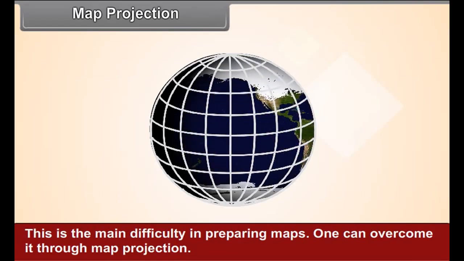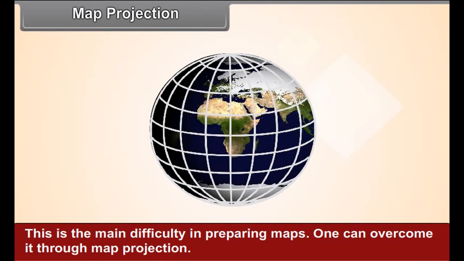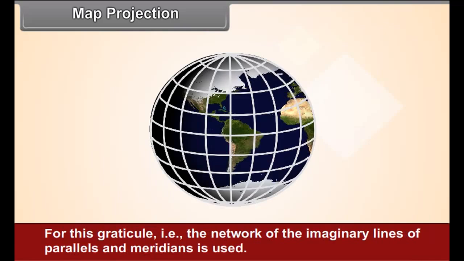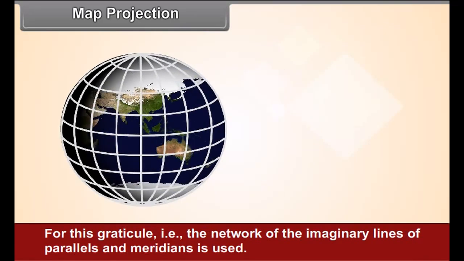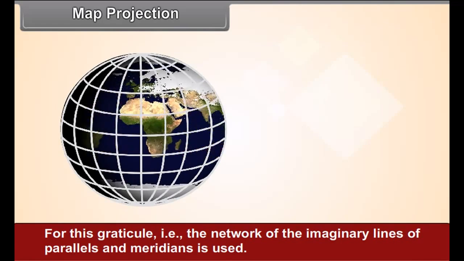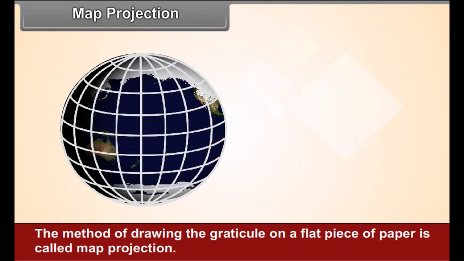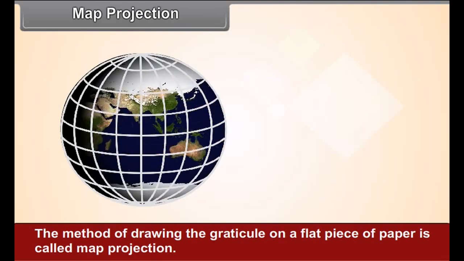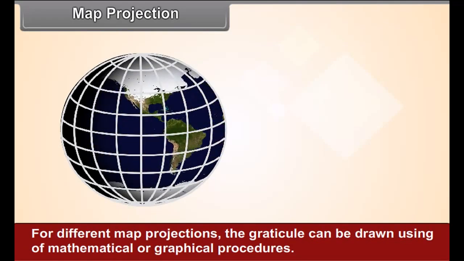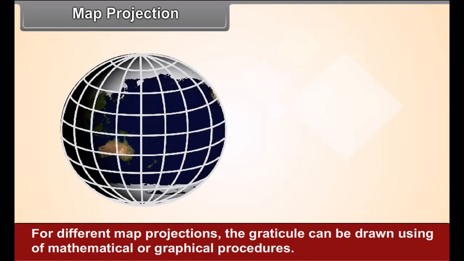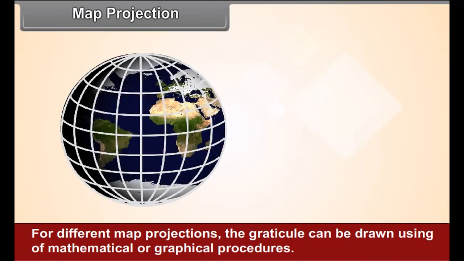This is the main difficulty in preparing maps. One can overcome it through map projection. For this, the graticule, that is, the network of the imaginary lines of parallels and meridians, is used. The method of drawing the graticule on a flat piece of paper is called map projection. For different map projections, the graticule can be drawn using mathematical or graphical procedures.